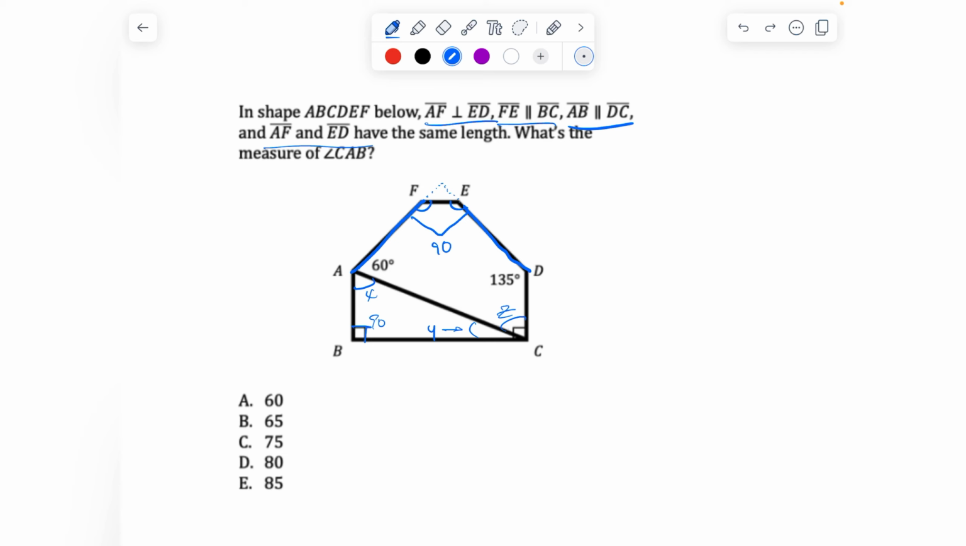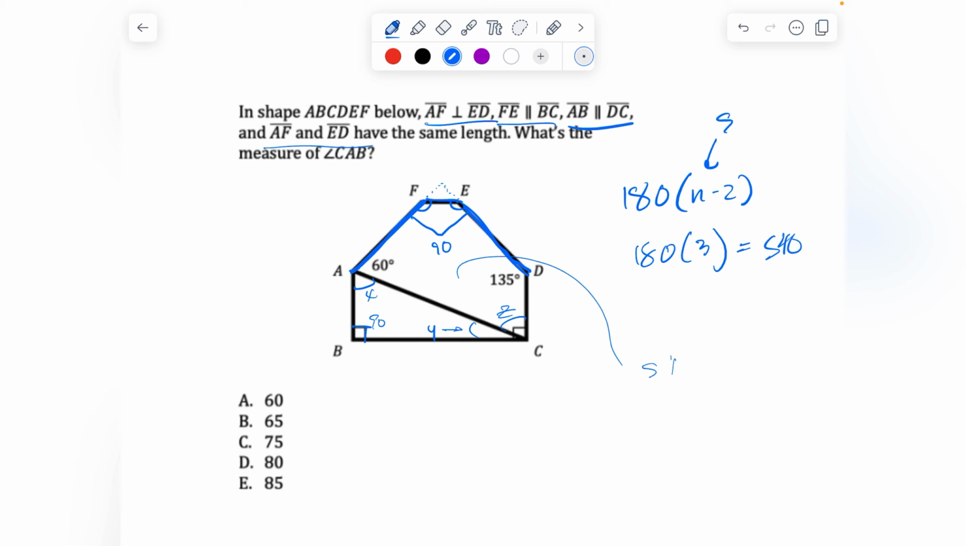Okay, that means that for your big shape here, the only angle you're left with is Z. You also need to know, for a 5-sided shape like AF, ED, FE, DC, AC, what is the total angle measure of all the interior angles? So you remember the formula 180 times n minus 2, where n is the number of sides, 5. 180 times 3 is equal to 540. So the total internal angle measure of this shape is 540 degrees.